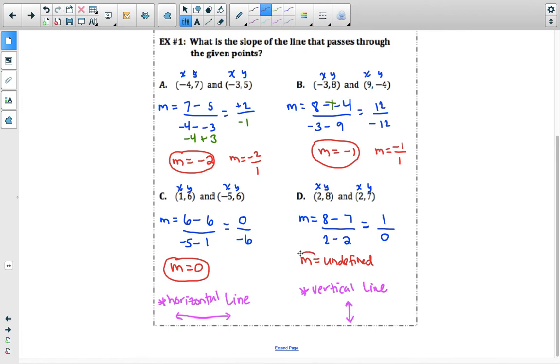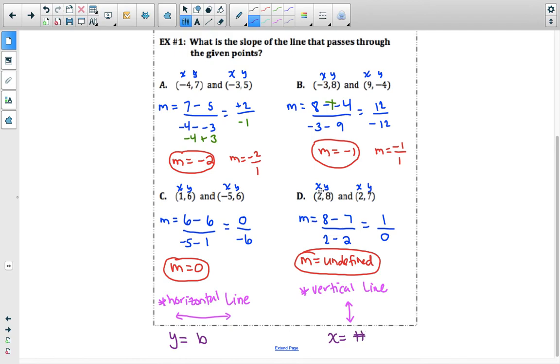As a reminder, for these special types of slopes, this will also give us a special type of equation. For part C, since we have a horizontal line, our slope is 0, our equation will just be y equals b, whatever our y-intercept is. So that's just going to be y equals a number. No other variable attached to it. For part D, since our slope is undefined, this one cannot even be graphed into a calculator. This will be an x equals some number, whatever the number is.